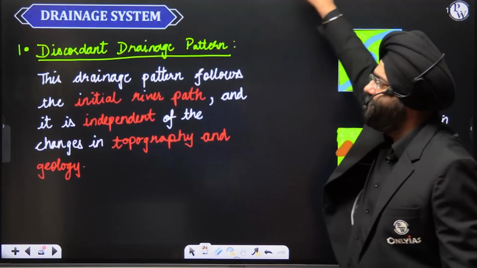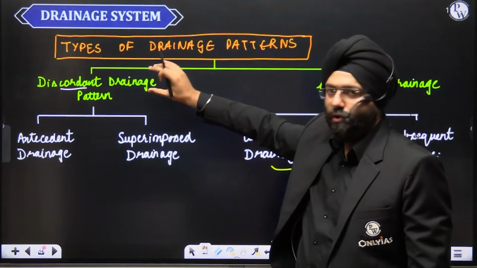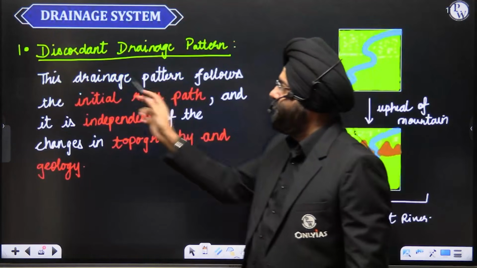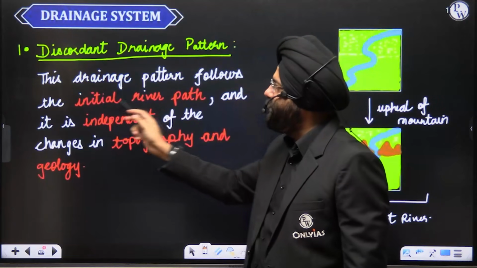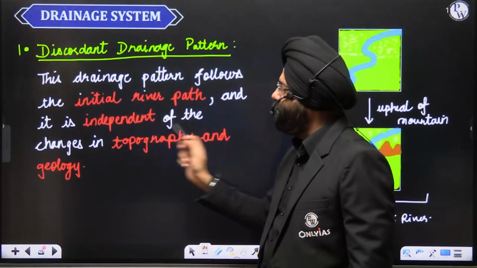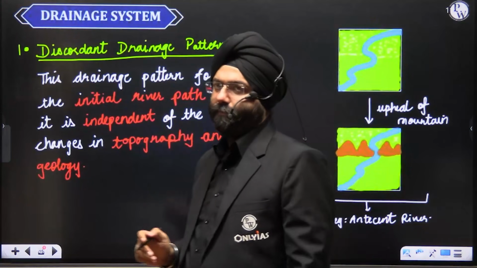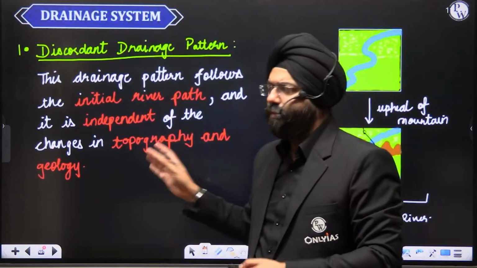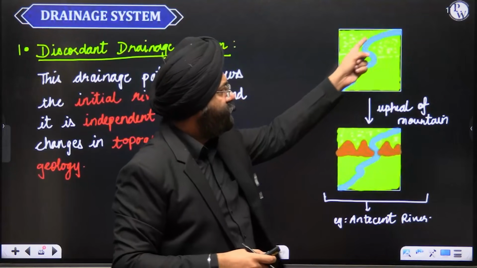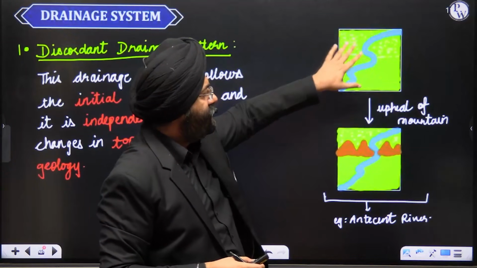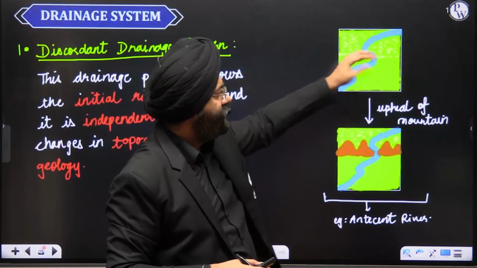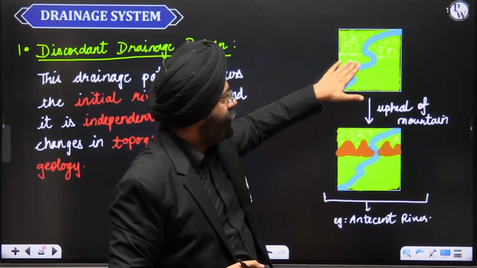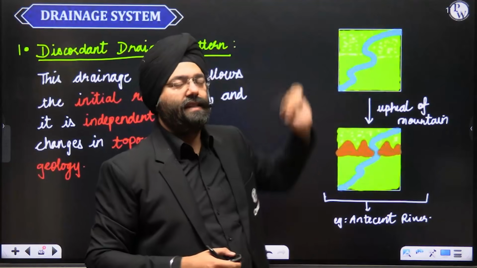When I mentioned discordant drainage pattern, you remember? What do you mean by discordant drainage pattern? See, the drainage pattern follows the initial river path and is independent of the changes in the topography and geology. Let us assume this, because you very well know antecedent is a form of this. So we can take an example over here. Let us assume a river is flowing here. This is a ground or a plain surface, and supposedly certain internal or endogenetic changes take place and some mountain ranges or some landforms rise.